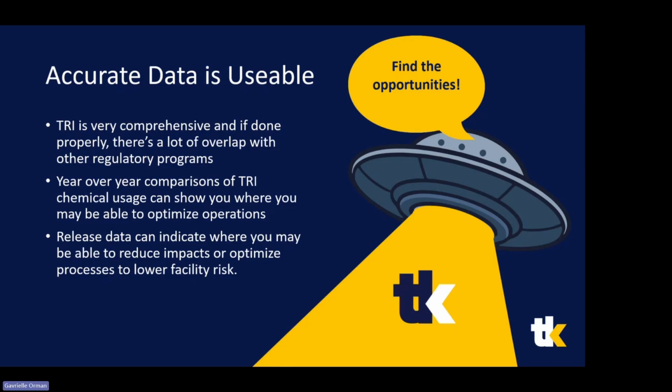Release data can also indicate where you might be able to reduce impacts or optimize specific processes to lower your overall facility risk factors. So if you have all these release points and the vast majority of your releases of toxic chemicals are coming from air or water or they're in hazardous waste, you can focus your environmental initiatives on those specific areas to try and decrease risk at the facility.